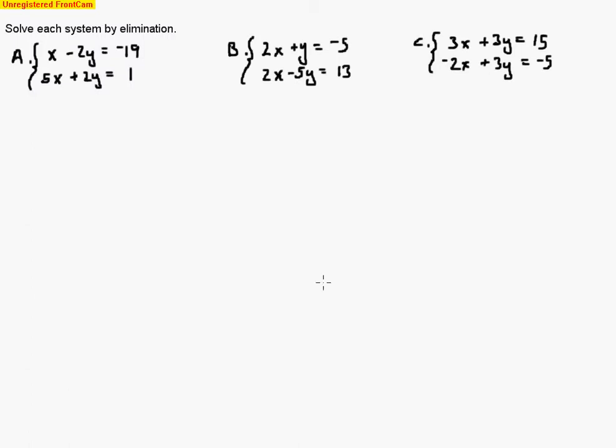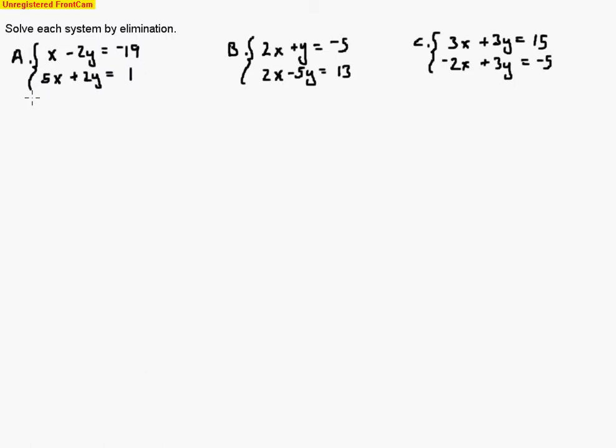Today we are going to solve systems of equations by elimination. And to eliminate means to get rid of. And so the key thing is to eliminate a variable. And that's what we do when we substitute as well. However, in this case, we are going to add the equations together.